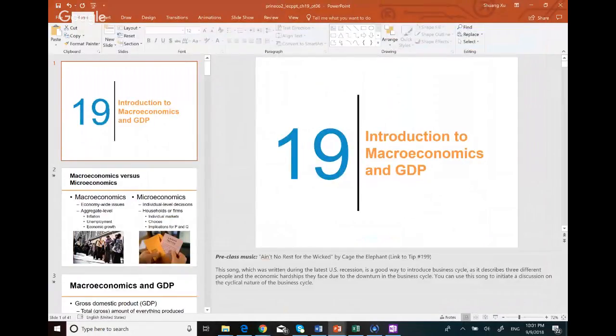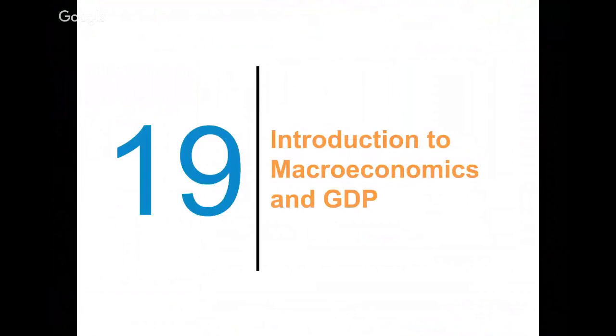Hi class, in this video, we're going to cover chapter 19 of the textbook. This is the first part of the class where we're going to the bigger picture. From this point on, every chapter after this will be dealing with the bigger picture, something affecting the entire economy, okay?